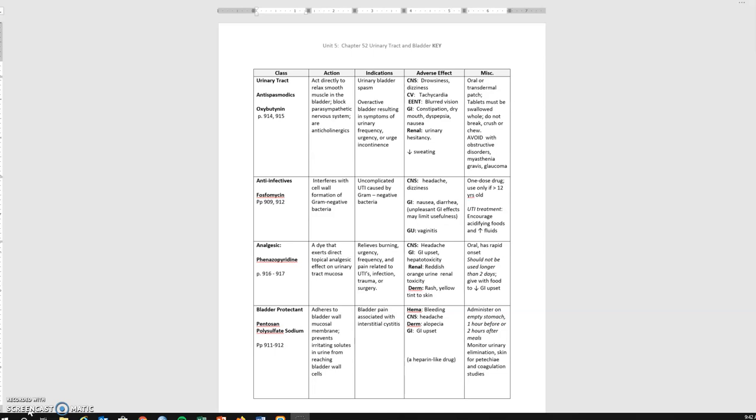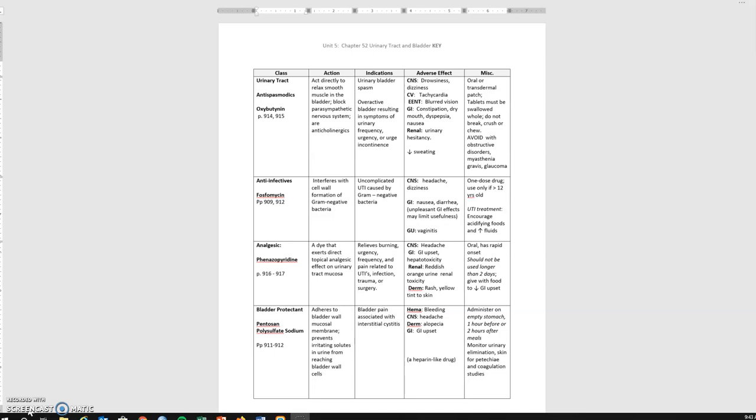However, in older adults, the only presentation may be confusion or disorientation or other central nervous system effects. So if your older adult suddenly presents with enhanced confusion or disorientation, always think that a urinary tract infection may be the underlying cause of their confusion.